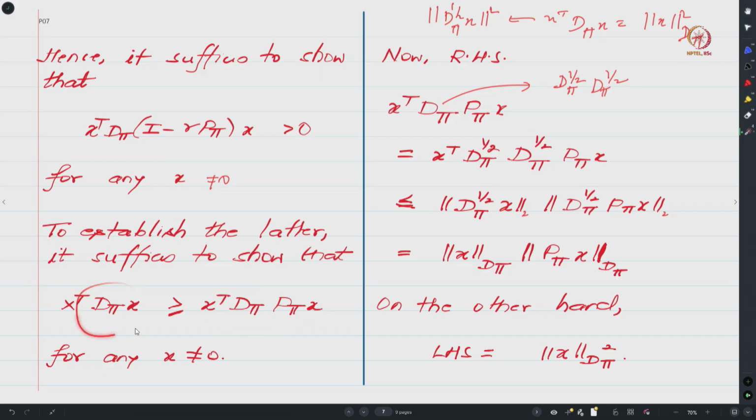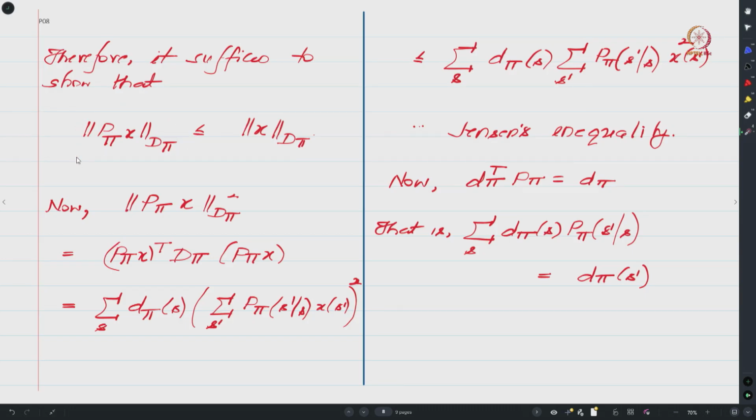This is the right hand side, and the left hand side, as I told you, is basically norm x squared, where the norm is induced by this matrix D_pi. So we want to show that this quantity is bigger than this, and this quantity we have written in this fashion, and this quantity is less than this quantity, and hence to show this is bigger than this, it suffices to show that this is bigger than this. However, you already have this, so we can cancel off one term, and hence in order to derive this inequality, it suffices to show that the norm of P_pi x in the metric induced by D_pi is upper bounded by the norm of x under the norm induced by this matrix D_pi. So in order to show this, we will look at the square of this quantity. The square of this quantity is basically the norm of P_pi x under this D_pi induced metric, squared.